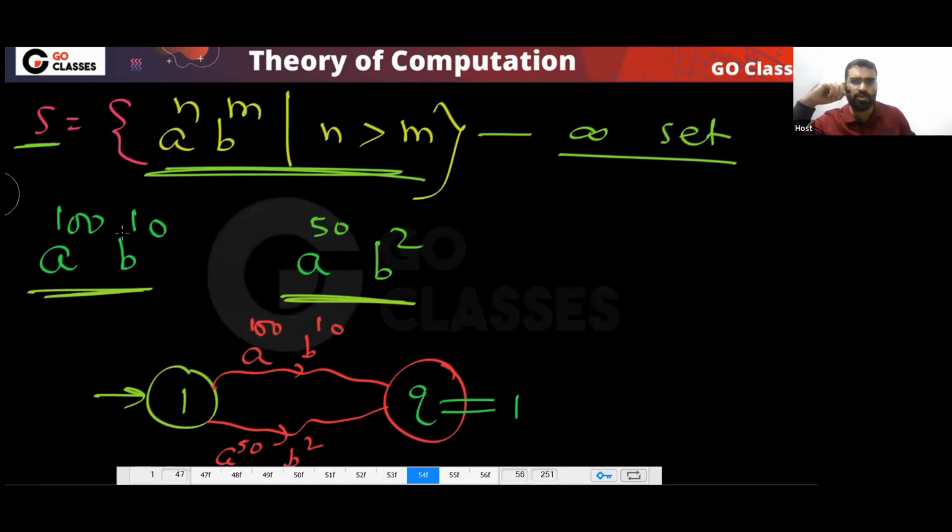Now similarly, if I give you a power 1011, and if I give you another string, for example a power 51, now what will happen? They will also go to same state. These two strings will also go to same state. Correct? So I can guarantee that at least two strings will go to same state. So a power 1011 and a power 51, they will go to state number 2, but they will go to same state.